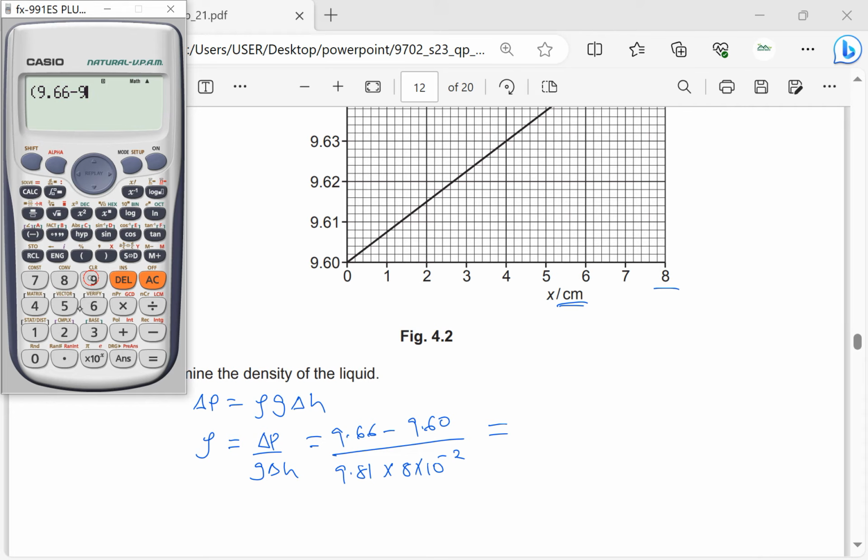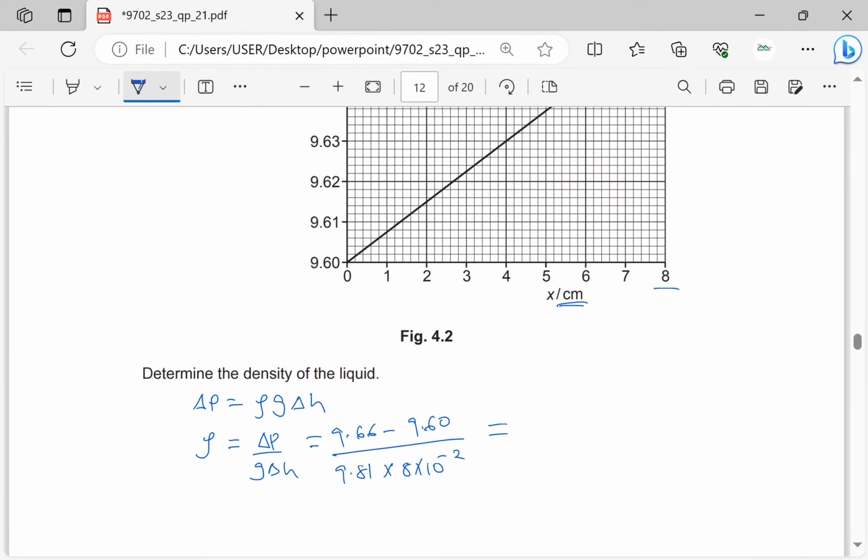9.66 minus 9.6 divided by 9.81 times 8 exponent minus 2. So this is giving me 0. Let me check the pressure very well.